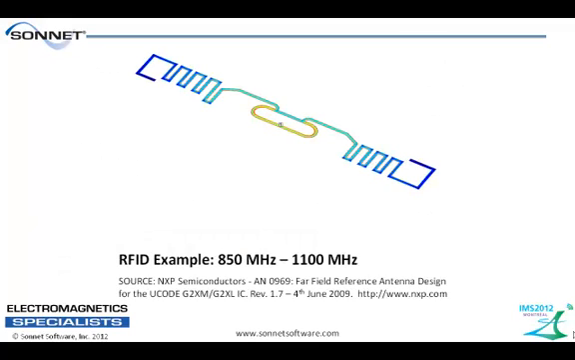So here's our example. It's been sourced from NXP from an application note published back in June of 2009. This is a good example of a compact tag for 850 to 1100 megahertz and can be combined in the simulation with an NXP chip. So let's now jump to a demonstration of how we would analyze this example.